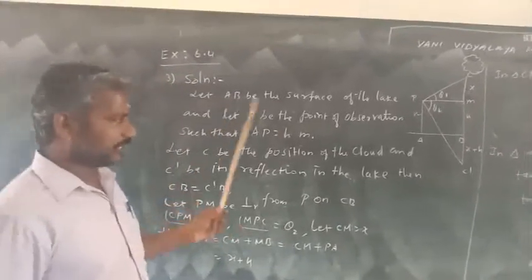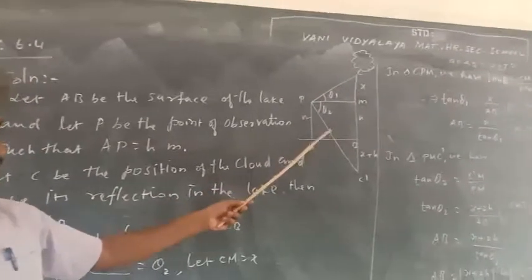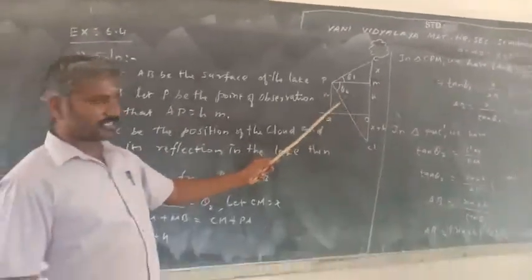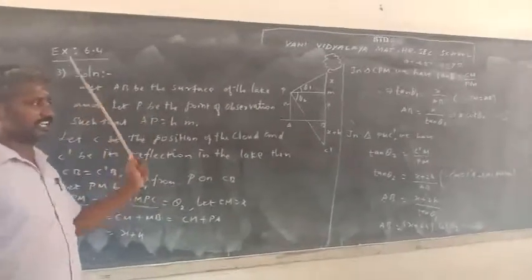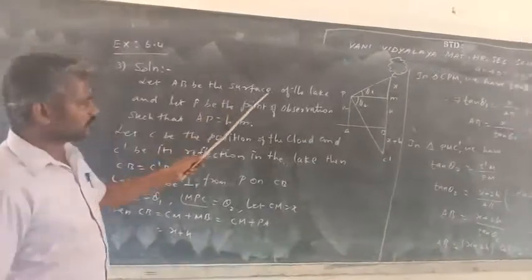Here, read the question very carefully and draw the diagram. The diagram is very important. If you draw the diagram, you will definitely get the correct answer. Now let AB be the surface of the lake.